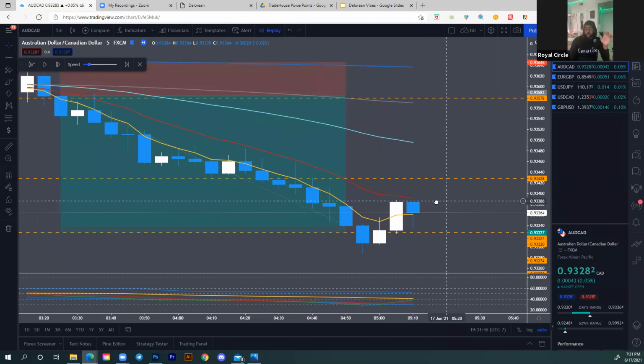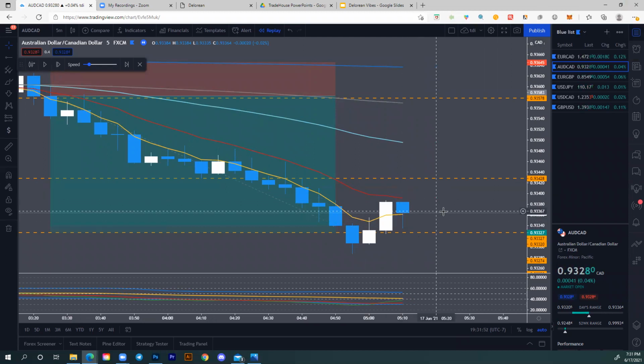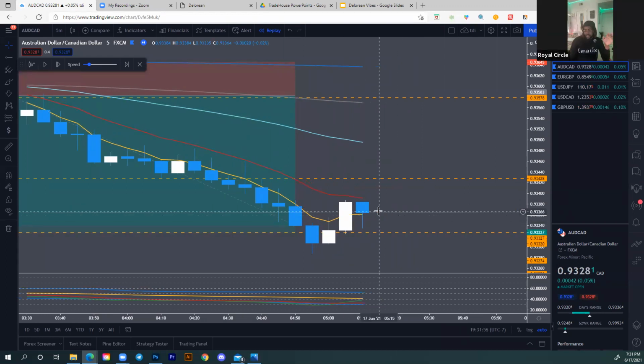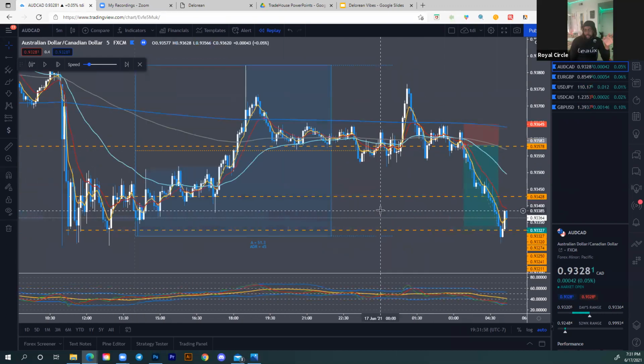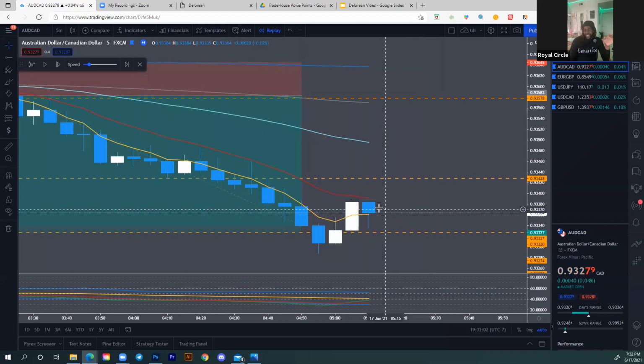Cool. So what are you waiting for now? You're waiting for the next sell candle to close back below the yellow line. Okay, it didn't do it in this candle, so you're still not trading.